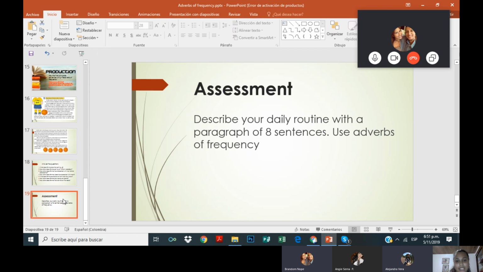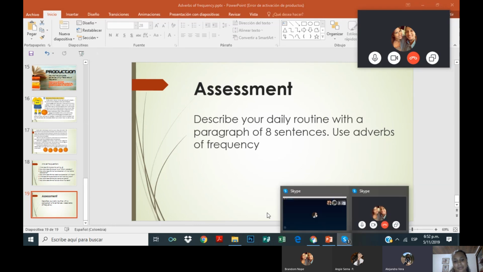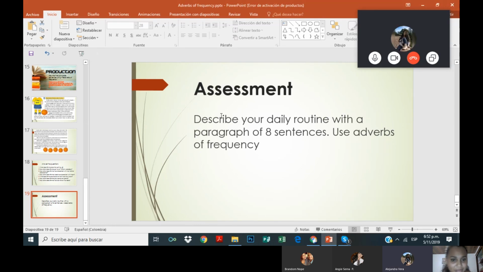The final activity is to describe your daily routine with a paragraph of sentences. Use adverbs of frequency, okay? See you in 5 minutes. Write the paragraph in the chat, okay? Okay, teacher.